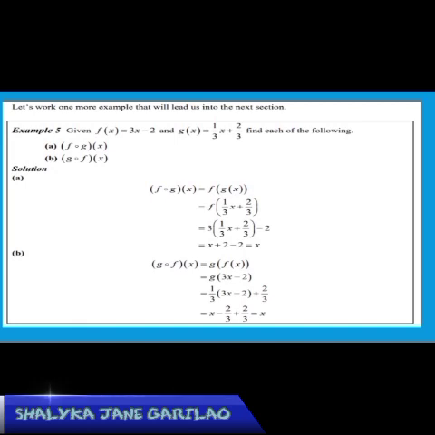Example, given f of x equals 3x minus 2 and g of x equals 1/3 x plus 2/3, find each of the following: f composition g of x, and g composition f of x. Solution A will be f composition g of x equals f of g of x. And solution B, g composition f of x equals g of f of x. And then substitute all the given values and you will get the final answer of a function.